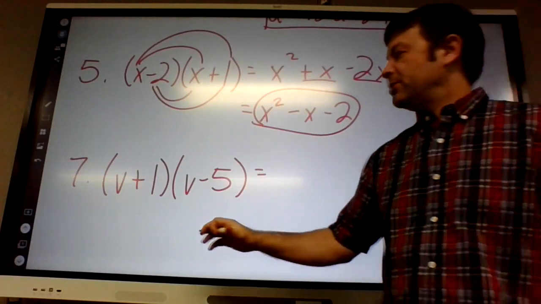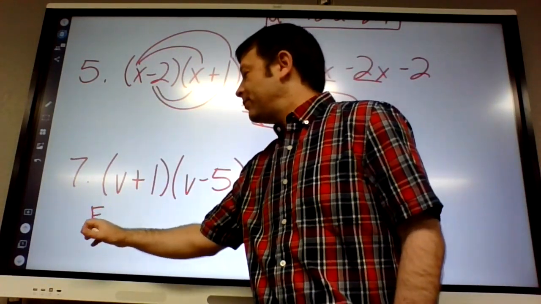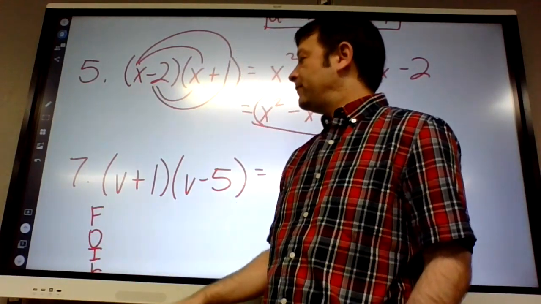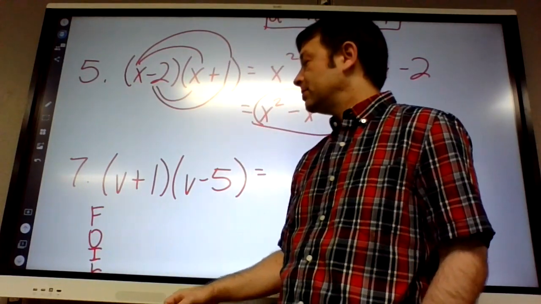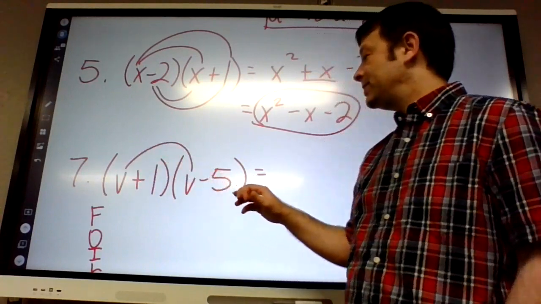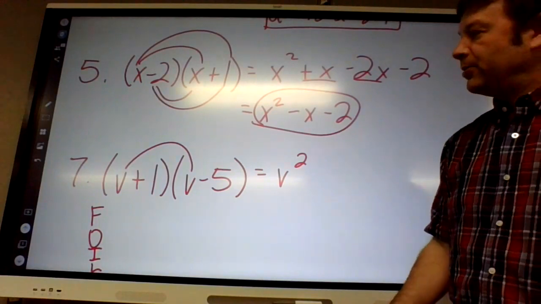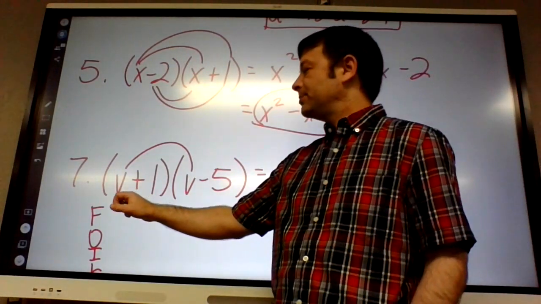Okay, so, Skylar, did you hear me say the FOIL part? The first, outside, inside, last. What would the first two terms be? V and V. What's V times V? V squared. Okay, what are the outside terms?